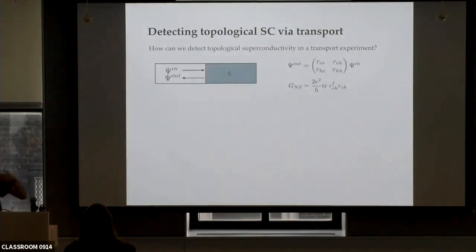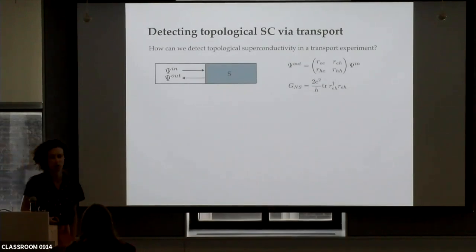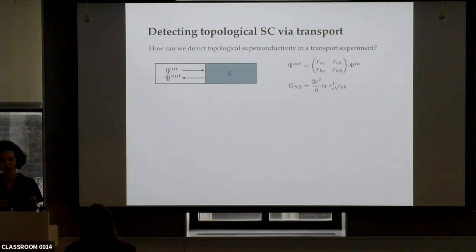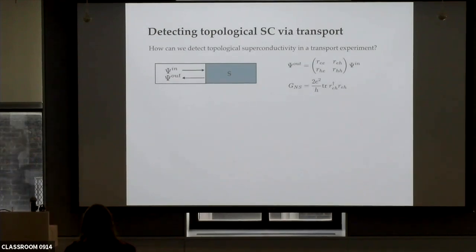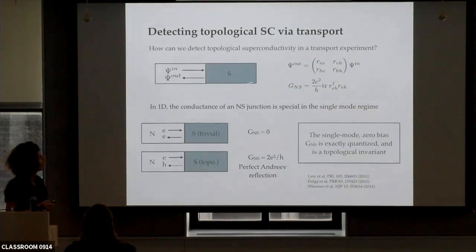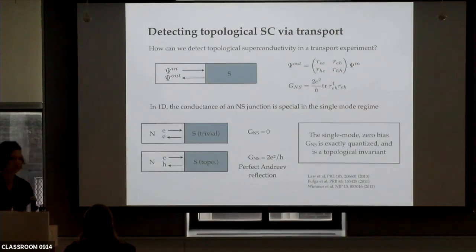Okay, so we set out to think how you might detect topological superconductivity in the wires. And here's how you do this in 1D. Basically, you want to think about scattering states. I'm going to talk about ballistic wires, so no disorder. These are clean wires. So you look at incoming and outgoing states and want to calculate the scattering matrix. And from this, you calculate the conductance across a normal-superconducting interface. Now in 1D, the conductance across such a junction is actually pretty unique. So if you're in the single mode regime, it's actually representing a topological invariant. This was shown by multiple groups.